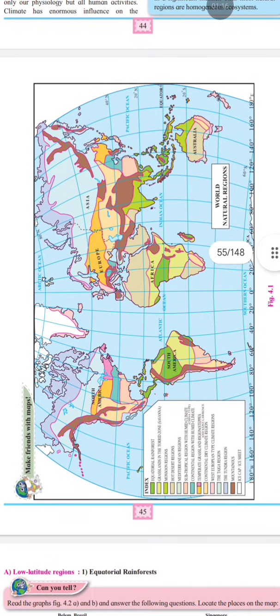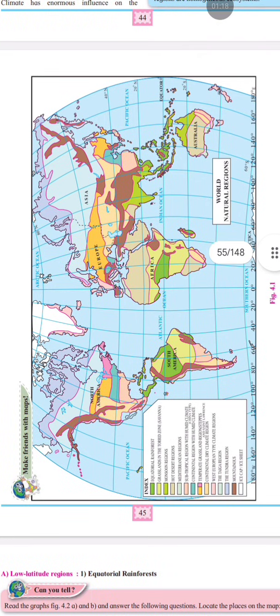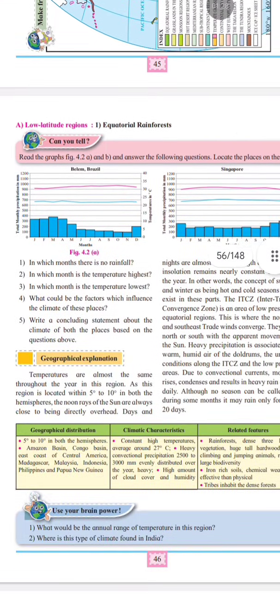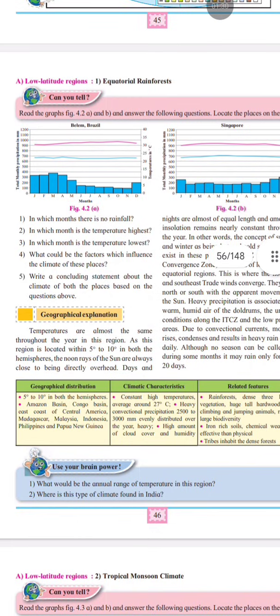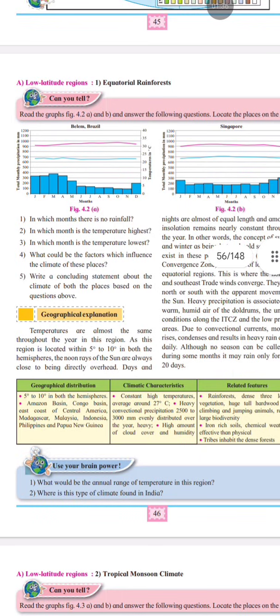Before that, observe this map carefully. See all the places properly, where vegetation is sparse, where there is a rainforest, where there is rain shadow, and so on. Directly we are starting with the low latitude regions. First is equatorial rainforest. So observe figure 4.2a of Belém, Brazil and figure 4.2b of Singapore.